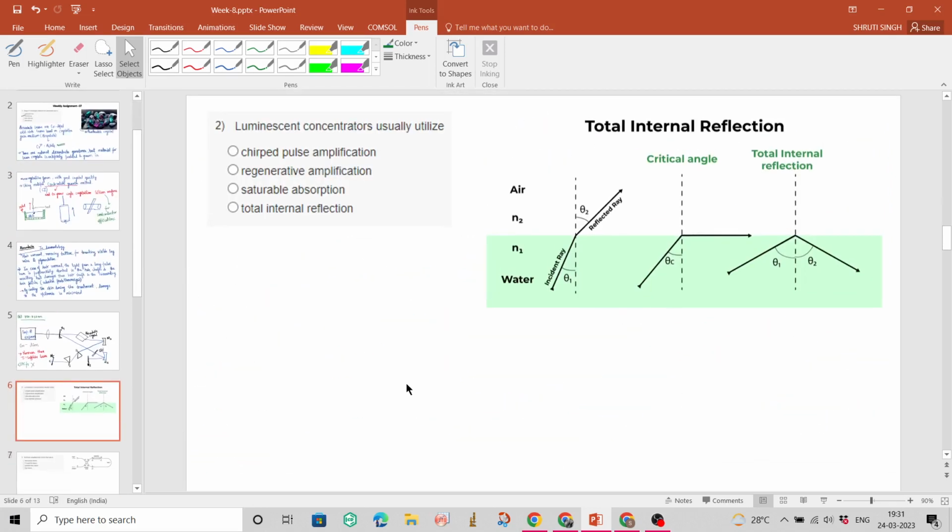Let's see the next question. Luminescent concentrators usually utilize chirped pulse amplification, regenerative amplification, saturable absorption, total internal reflection. So luminescent concentrators. What is a luminescent concentrator?